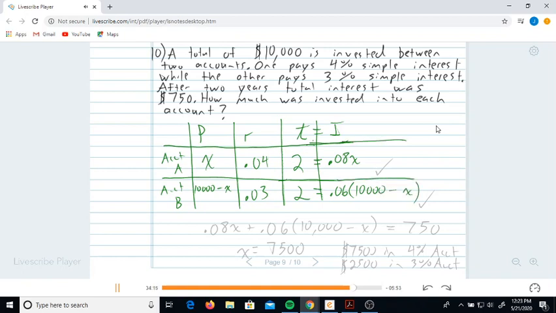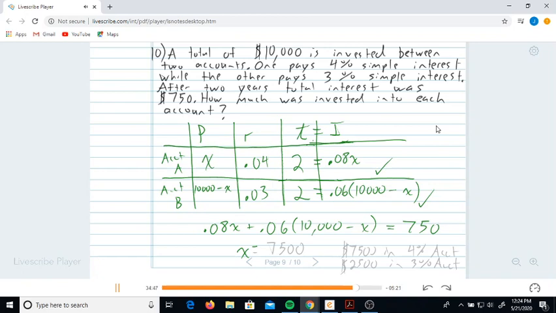So this represents the interest from account A and the interest from account B, and we know that the total interest from both accounts was $750, so there's our equation. Interest from the first account plus interest from the second account equals total interest, which we know to be $750. So you want to go ahead and solve that. So let me go ahead and solve that real quick.